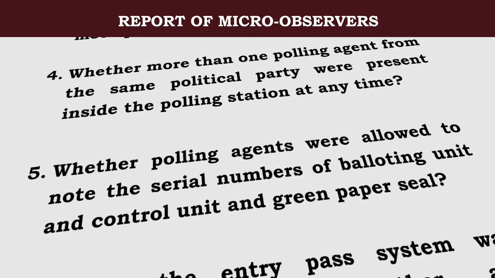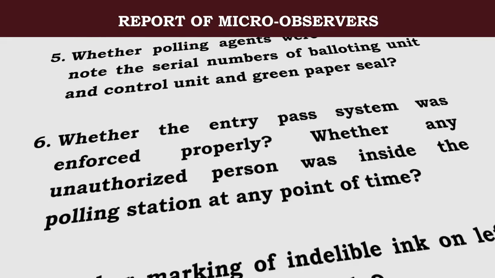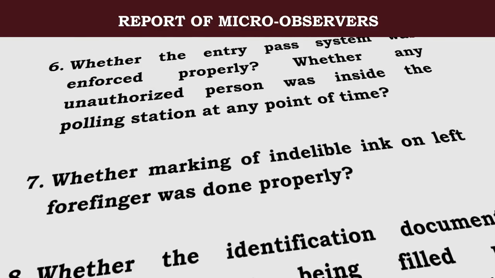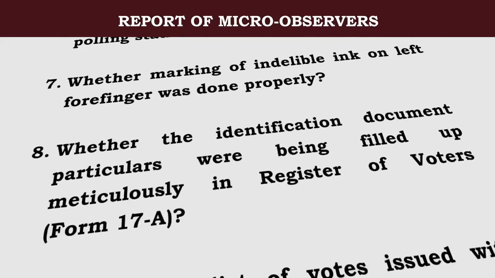Whether polling agents were allowed to note the serial numbers of balloting unit and control unit and green paper seal. Whether the entry pass system was enforced properly. Whether any unauthorized person was inside the polling station at any point of time. Whether marking of indelible ink on left forefinger was done properly. Whether the identification document particulars were being filled up meticulously in Register of Voters Form 17A.